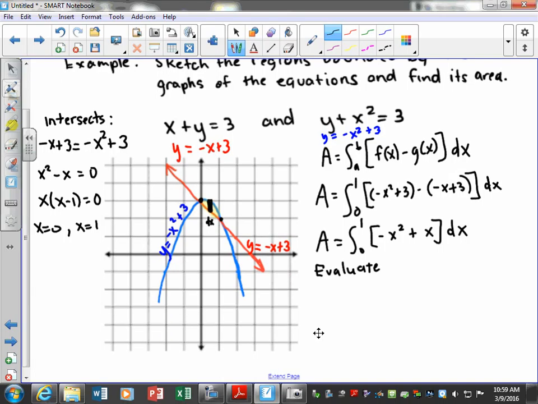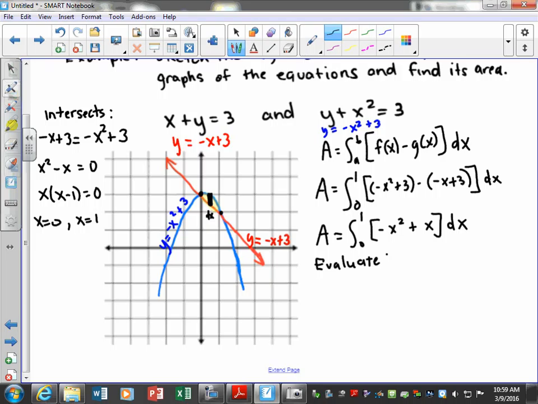Let's see if I can get a little more room here. Evaluate, and that will give me x to the third divided by 3, and then that negative's out front. I can just put a 1 there. Plus x squared divided by 2, or that's 1/2. Okay, and we want to evaluate that from 0 to 1.